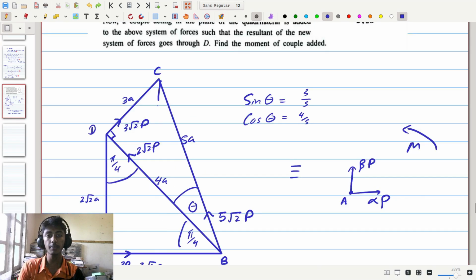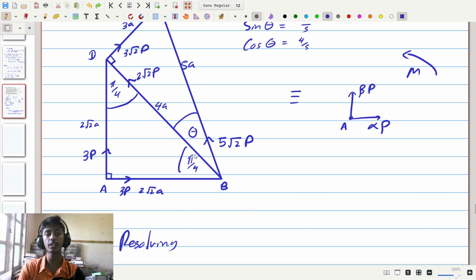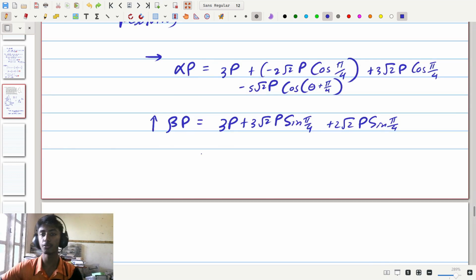We need the vertical component here, which is going to be 5 root 2p sine of this entire angle, so 5 root 2p sine(theta plus pi by 4). We're going to call this equation number 1, and we're going to call this equation number 2.